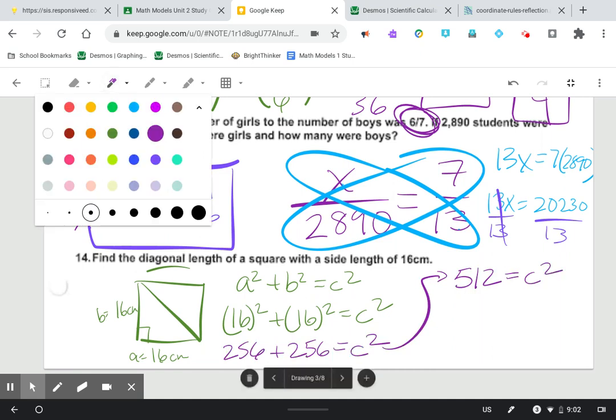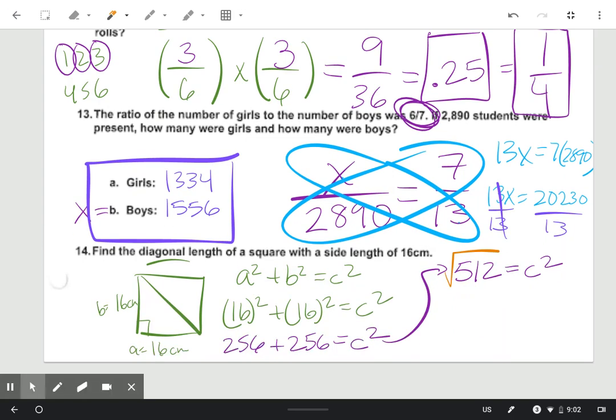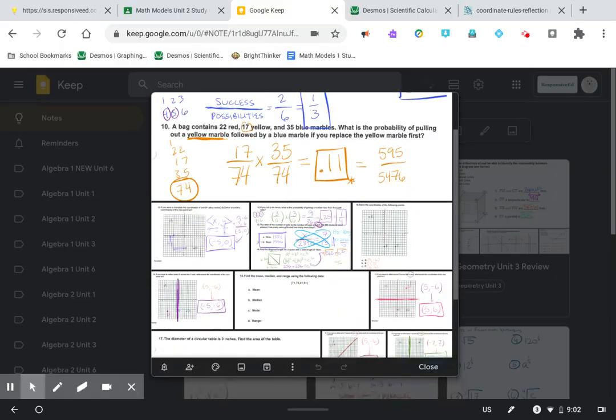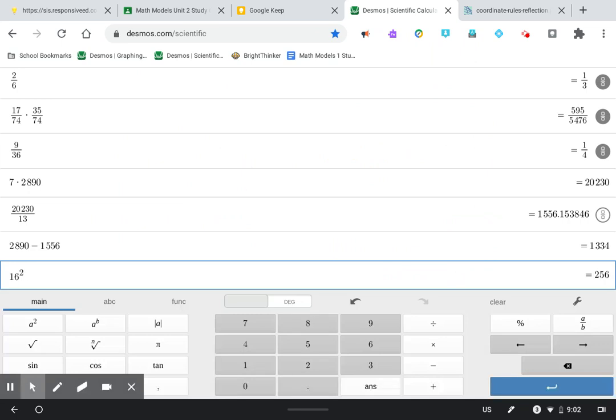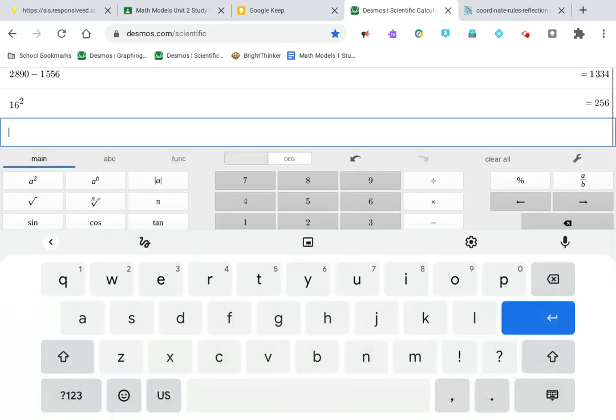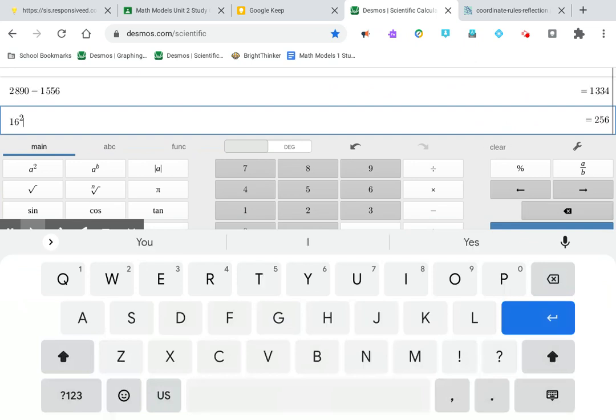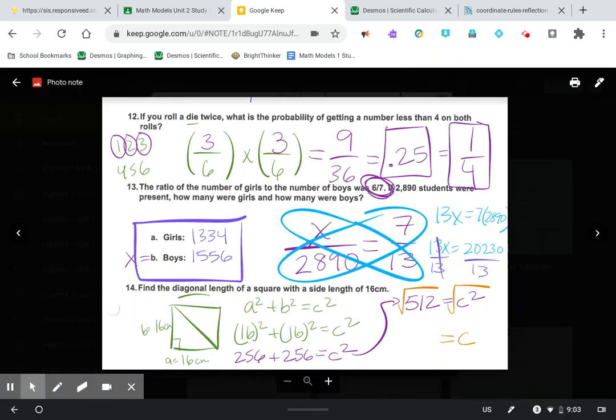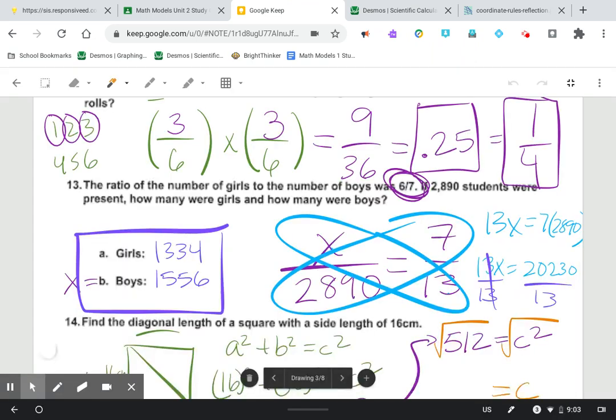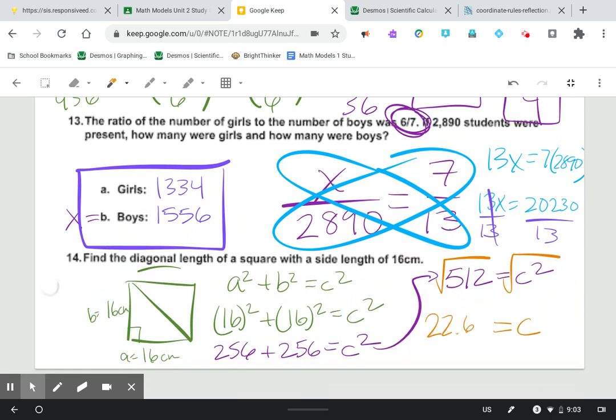And then, as always, the last step of a Pythagorean theorem problem is to take the square root of both sides of the equation to give me c equals, so we're going to go to the next line. We're going to do the square root of 512. And we end up with 22.63 if we round. 22.63. And that is going to be our answer.